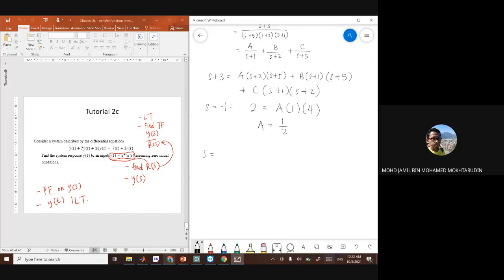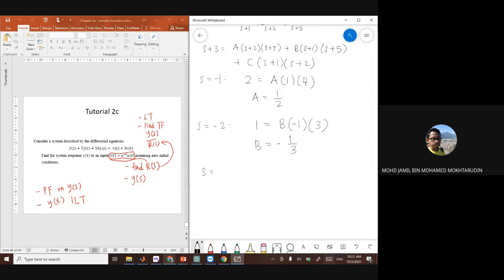Assume s equals minus 2. So you get 1 equals b times minus 1 times 3. So b equals minus 1 over 3.